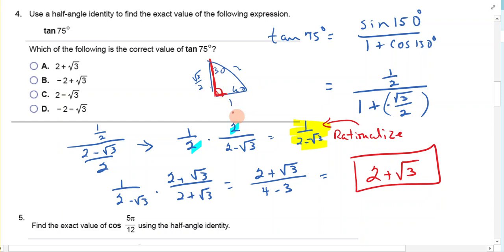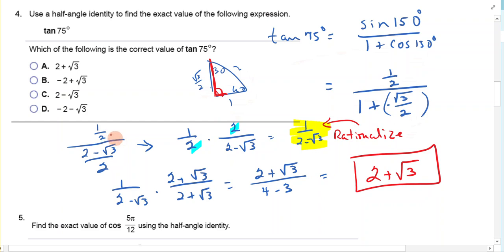The 1 is opposite the 30, the 2 is the hypotenuse, and square root of 3 over here. So sine of 30 is 1/2, and cosine of 30 is square root of 3 over 2. So that can help you in plugging in. So tan is sine of that, which we said is 1/2, over 1 plus cosine of that, which is square root of 3 over 2. Now, if it's 150 that we're using, we put in the negative, because 150 is negative there.